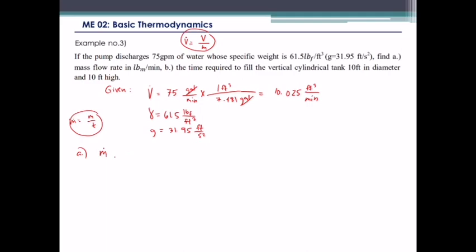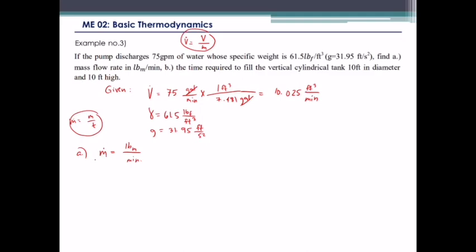So, our mass flow rate should be in units of mass, pound mass, over unit of time. In this case, it is pound mass per minute. Okay, this is our letter A. So, how do we get this one?